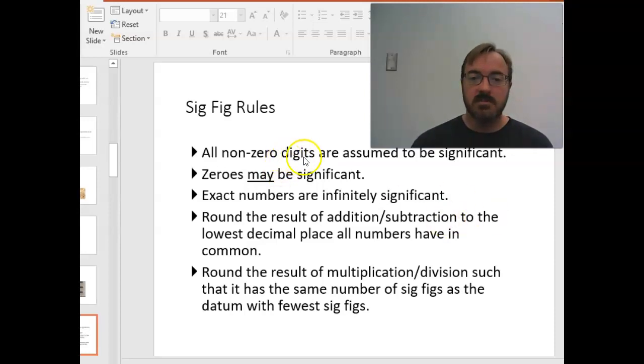So all non-zero digits are assumed to be significant. So somebody did a measurement, all right, and they give you their measurement. First off, you can assume that they properly recorded from that instrument. That's the assumption that you have to make.